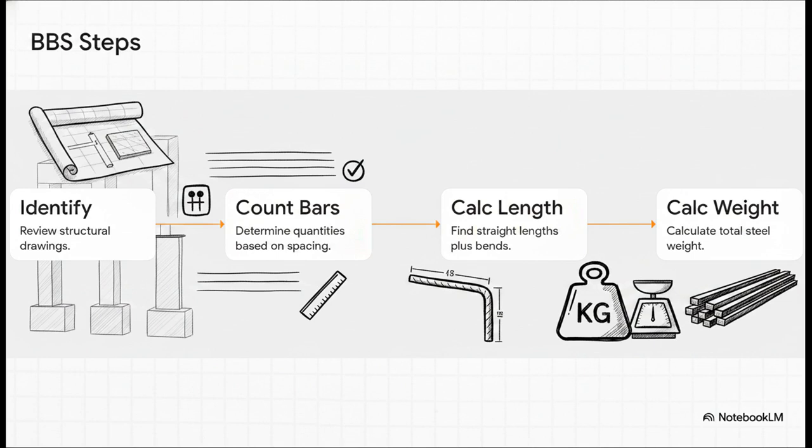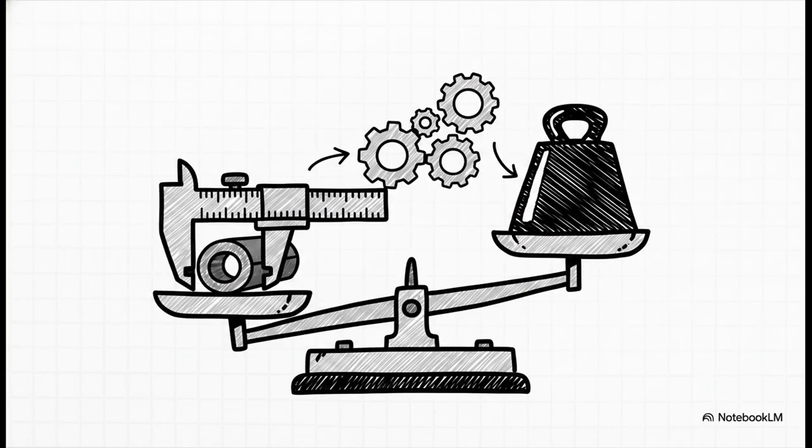Step 2, you count the bars needed based on your spacing rules. Step 3, you calculate your cutting lengths, which means taking the straight length and factoring in any hooks, bends, or development lengths. And finally, step 4, you calculate the total weight of the steel so you can confidently order it from your supplier. Now, the real secret sauce for step 4 is this simple golden rule formula.